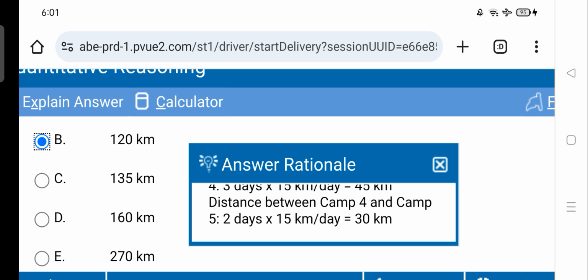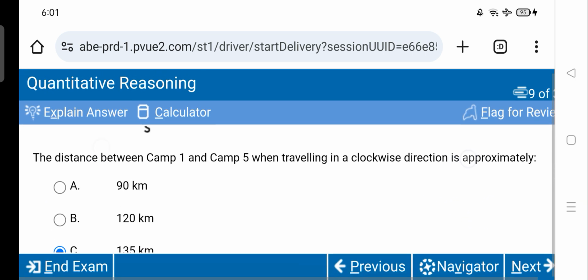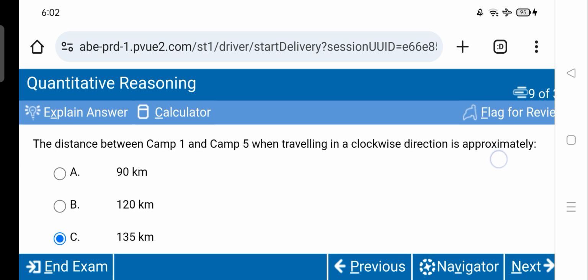So here we have option C is the correct option. 135 km is the distance between camp 1 and camp 5 when traveling in a clockwise direction.